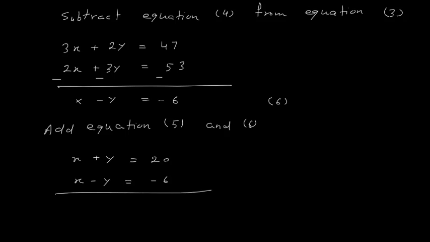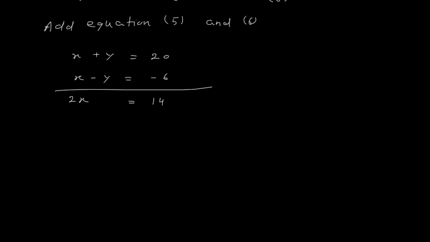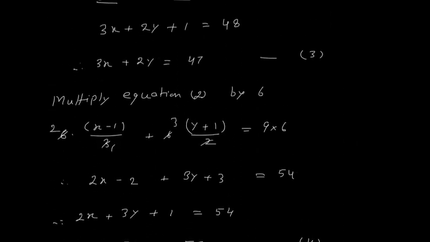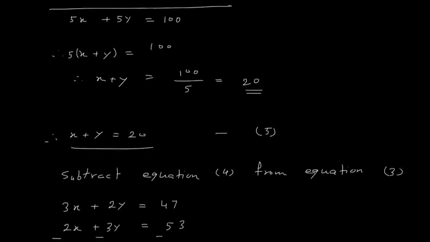X plus x will become 2x, y will cancel, and here 20 minus 6 will become 14. So therefore I have x is equal to 14 upon 2, which is equal to 7. So the value of x is 7. Now I have to find the value of y.